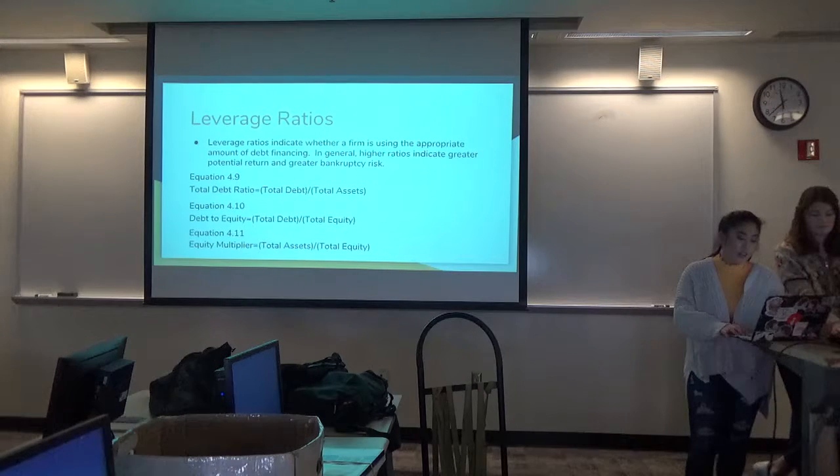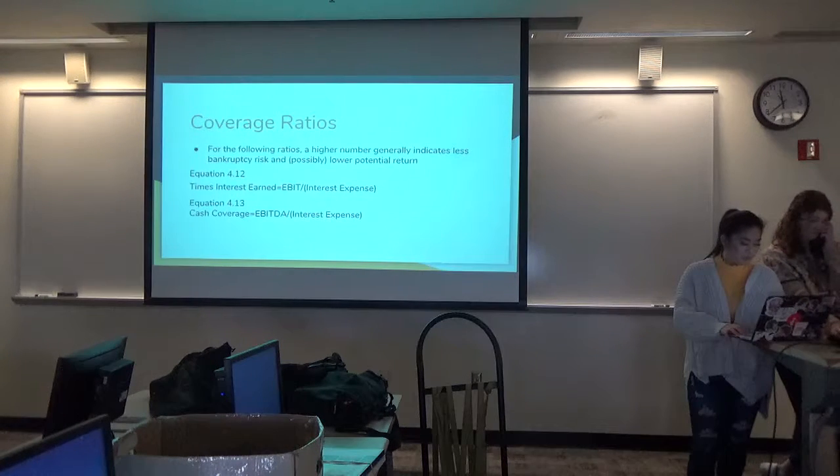Then we have leverage ratios, which indicate whether a firm is using the appropriate amount of debt financing. In general, higher ratios indicate greater potential return and greater bankruptcy risk. Total debt ratio is total debt over total assets. Debt to equity ratio is total debt over total equity. And equity multiplier is total assets over total equity.